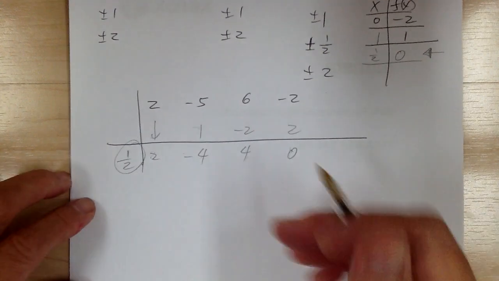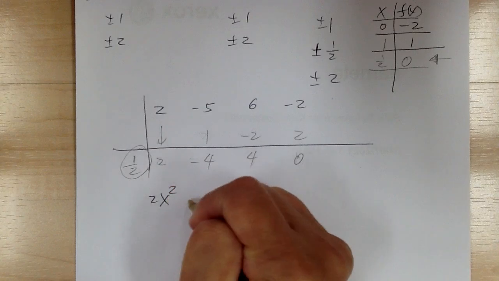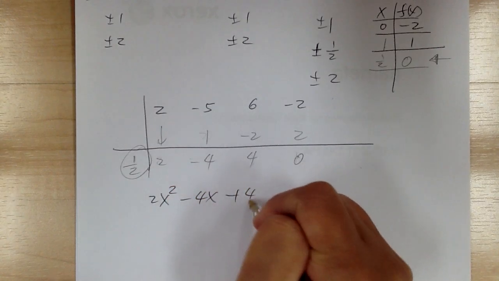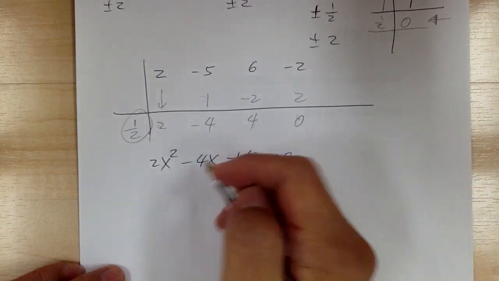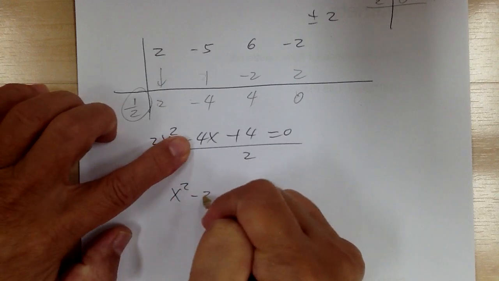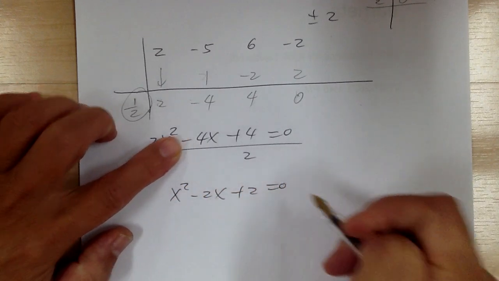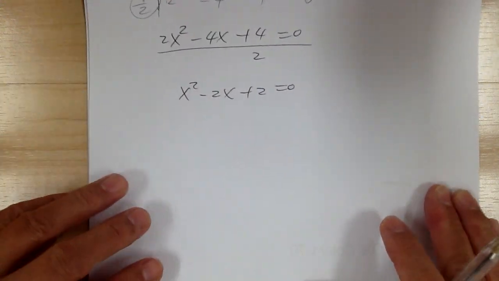Okay. Again, you want to get to the square equation. So I get 2x squared minus 4x plus 4 equal to 0. And I'm going to divide it by 2 to lower my coefficient. So dividing by 2, I get x squared minus 2x plus 2 equal to 0. And this is not factorable, so I'm going to use the quadratic formula.